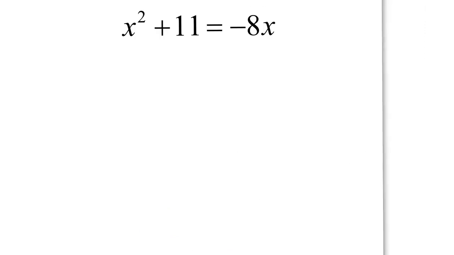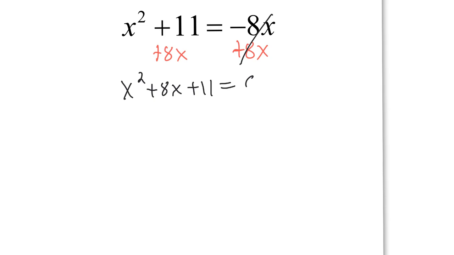Now this one, we have x squared plus 11 equals negative 8x. Well, it's not equal to 0. So first of all, let's get rid of that minus 8x. Let's send it to the other side, and we're going to do the opposite. So I'm going to add 8x here, and I'm going to add 8x on the other side. Notice that on this side, the x squared, the 8x, and the 11 are not like terms, but I'm going to write it in order from highest exponent to the lowest one. So this is standard form: x squared plus 8x plus 11 equal to 0.